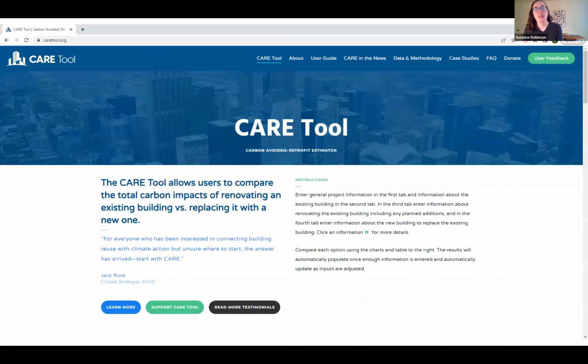And there's another tool here called the CARE tool. So this is the Carbon Avoided Retrofit Estimator.